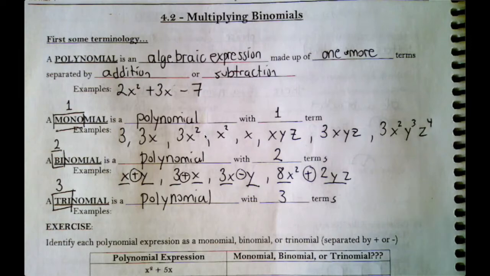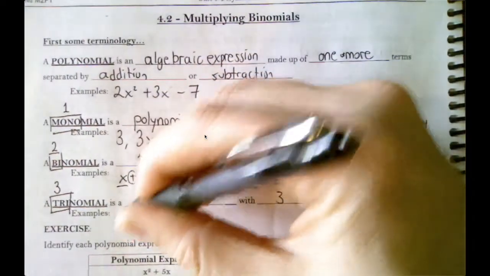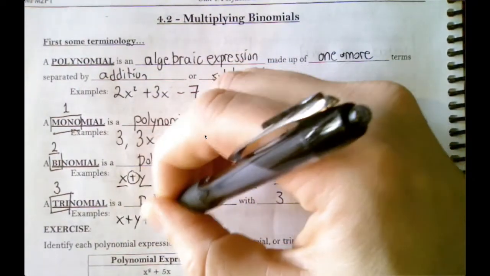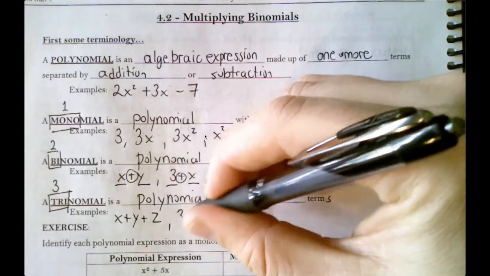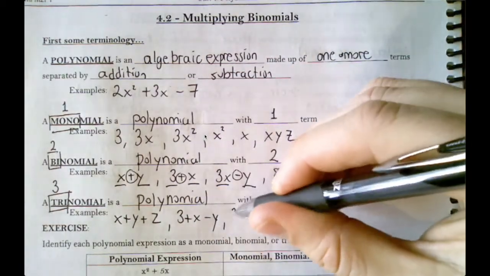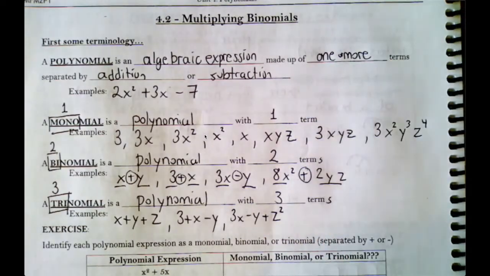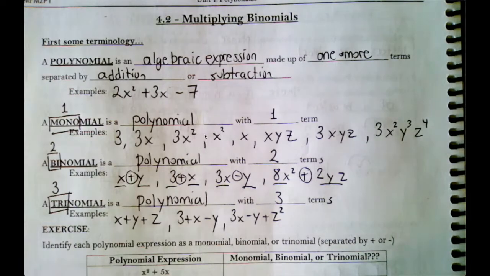And a trinomial is just a binomial with one more thing. So I'm going to take all of these and I'm just going to add one more thing. x plus y plus z. Or 3 plus x minus y. Or 3x minus y plus z squared. We're just adding an extra term.